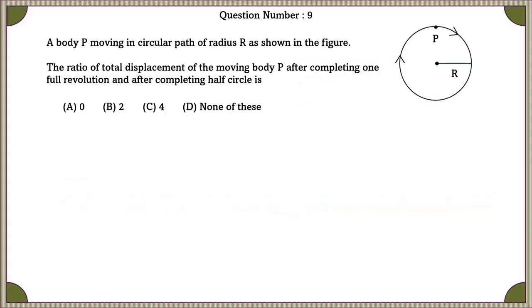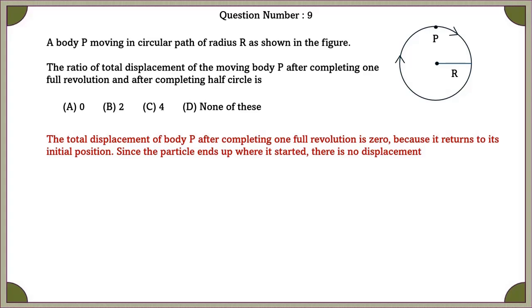Question number 9. A body P is moving in a circular path of radius r as shown in the given figure. The ratio of the total displacement of the moving body P after completing one full revolution and after completing half a circle is... The total displacement of body P after completing one full revolution is 0 because it returns to its initial position. Since the particle ends up where it started, there is no displacement.